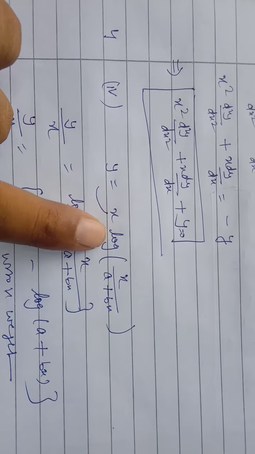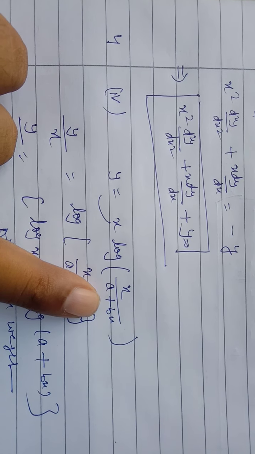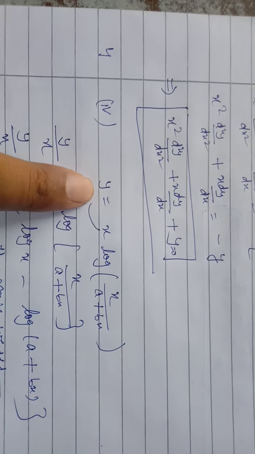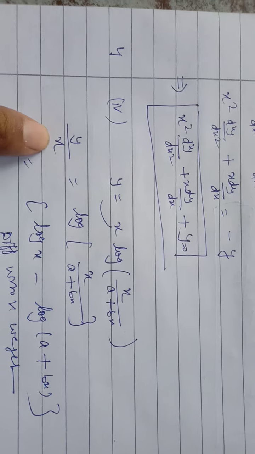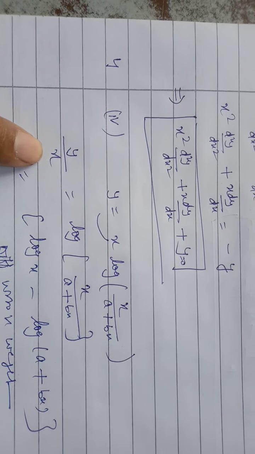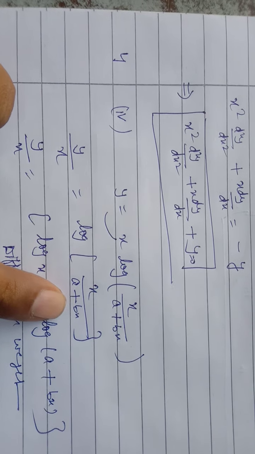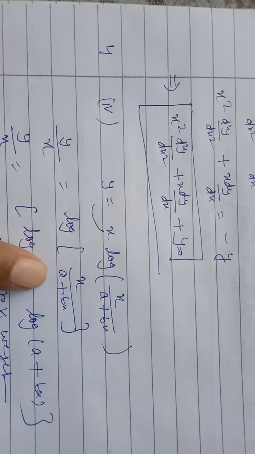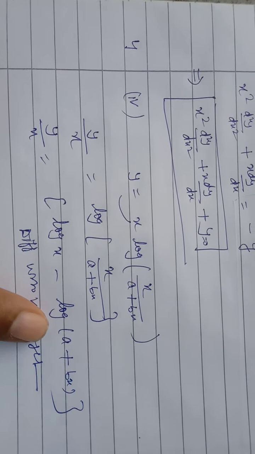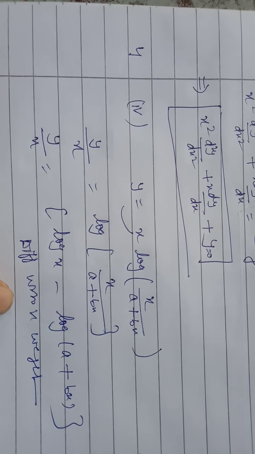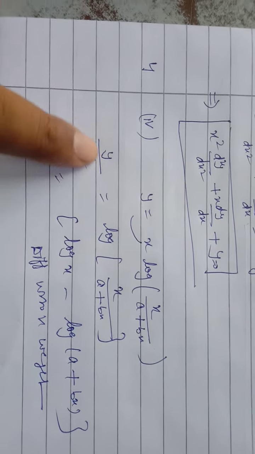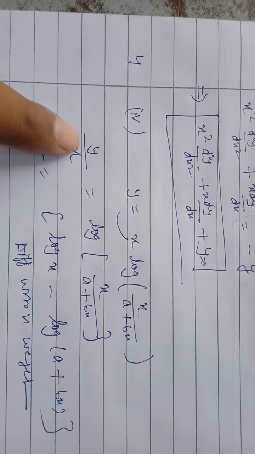Y is equal to x log of x upon a plus bx. Taking x this side, it will come in the quotient, and this will become y by x equal to log of x upon a plus bx, and the formula of log of a by b is log a minus log b. Differentiating with respect to x, from here we will apply the u by v formula.